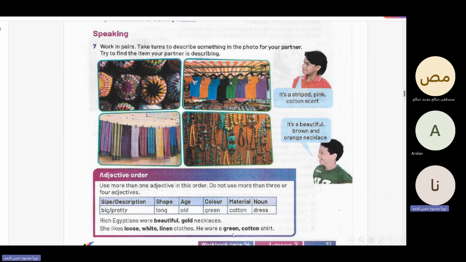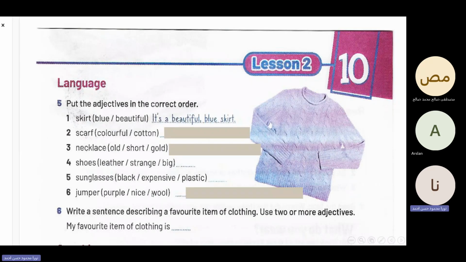He wore a green cotton shirt. We have the color, green, and then the material. I can't say he wore a cotton green shirt. I say he wore a green cotton shirt. Okay, great job. So let's practice together. I want to describe the noun scarf. I want to put two adjectives and arrange them, colorful and cotton. So it's going to be, it's a colorful cotton scarf. This is the description, and then we have the material.